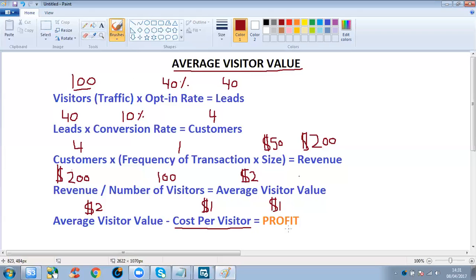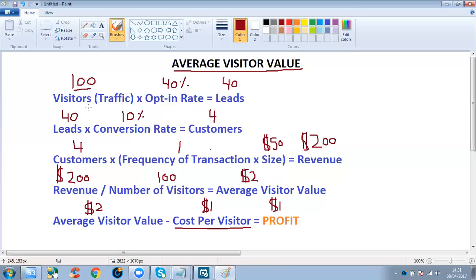And of course your profit, which has a knock-on effect. So if you increase your average visitor value, then your profit's going to go up. If you decrease your cost per visitor, then your profit's going to go up as well. So let's talk about ways that you can increase this.